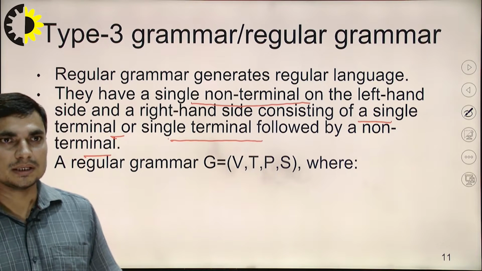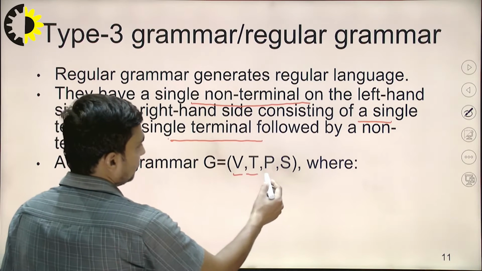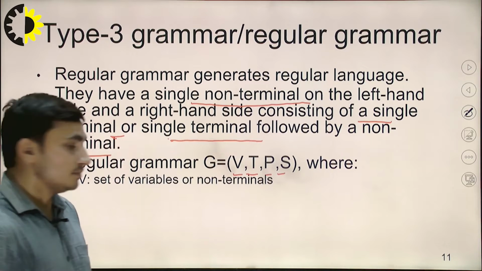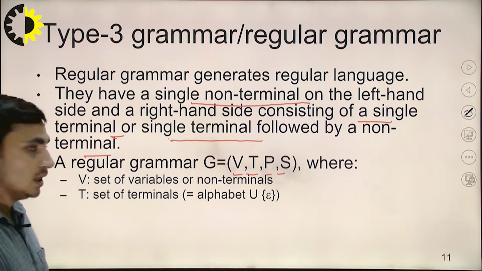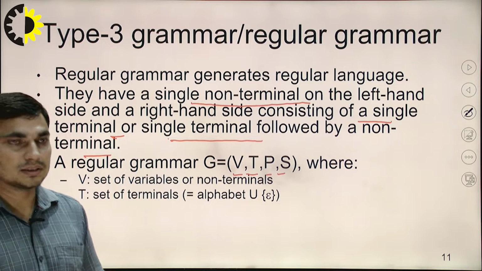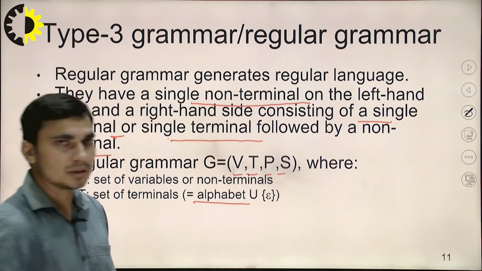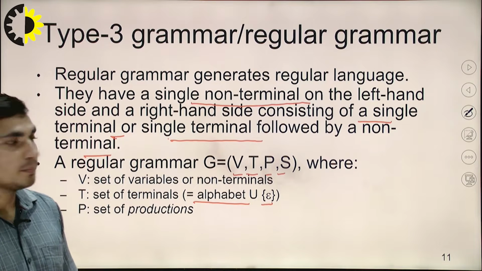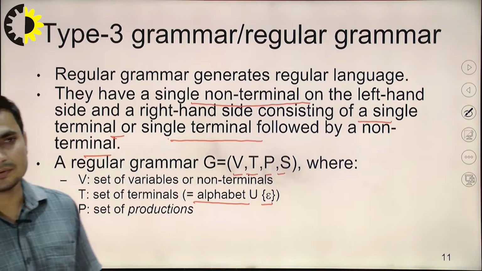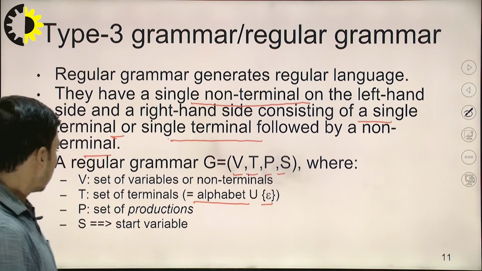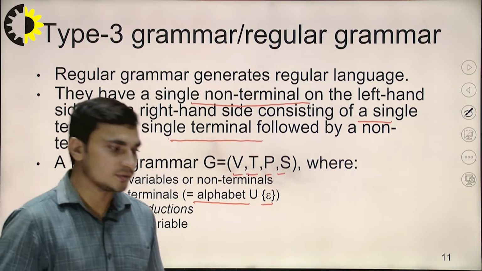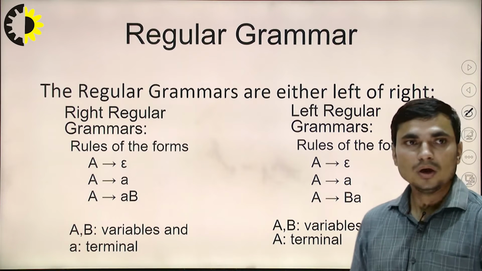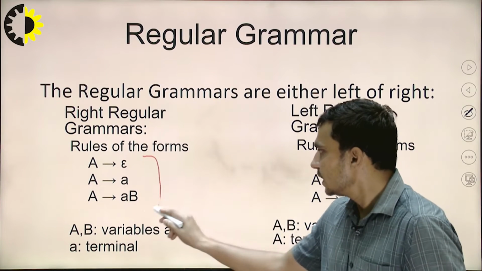This regular grammar is defined by G = (V, T, P, S), so the grammar is defined by 4 tuples. V represents the set of variables, or we can say the set of non-terminals. T represents the set of terminals, and in the terminals we can have all the alphabets or symbols along with epsilon. P represents the set of productions, the production rules we will have for the regular grammar, and S represents the start symbol from where we are going to start the derivation of a certain language for that grammar.